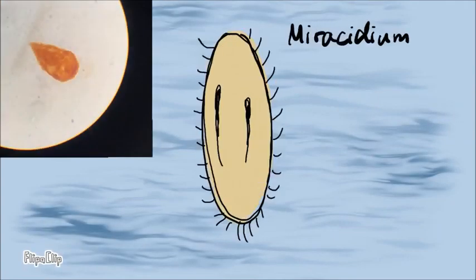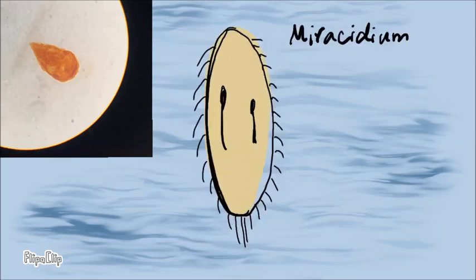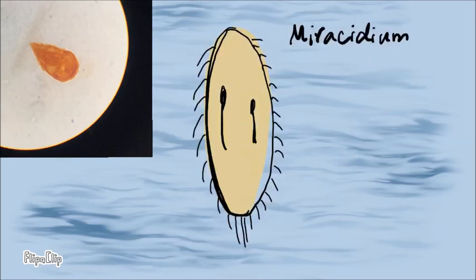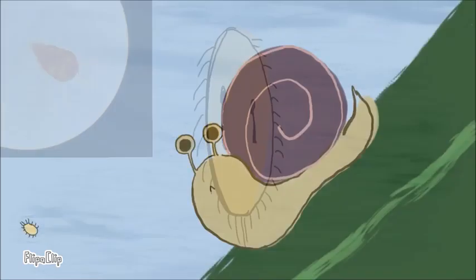And now we enter stage 3. At this stage, the larva is flat and fragile. Its body is covered with cilia. It has apical glands that secrete enzymes for invading the first intermediate host, which is a freshwater snail.